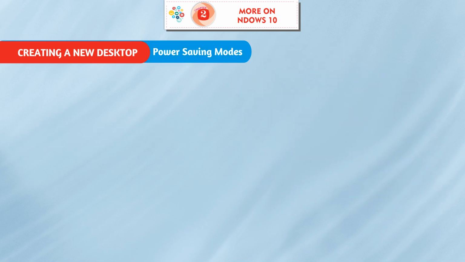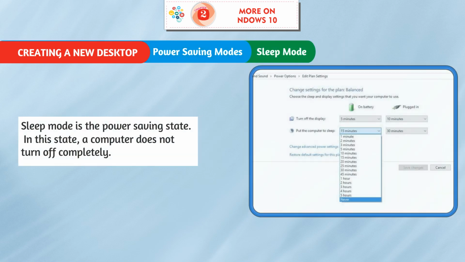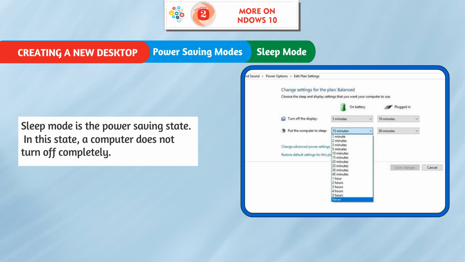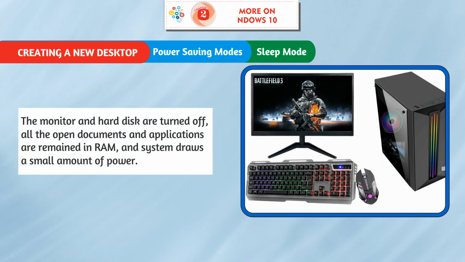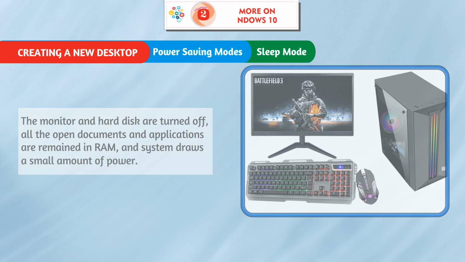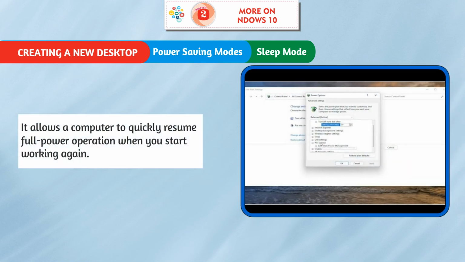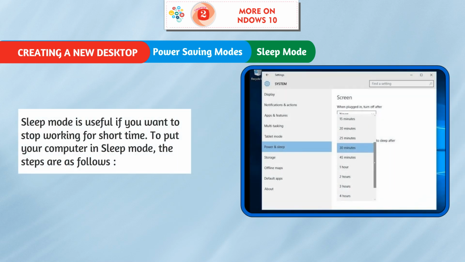Power saving modes. Sleep mode. Sleep mode is the power saving state. In this state, a computer does not turn off completely. The monitor and hard disk are turned off. All the open documents and applications remain in RAM and the system draws a small amount of power. It allows a computer to quickly resume full power operation when you start working again. Sleep mode is useful if you want to stop working for a short time.